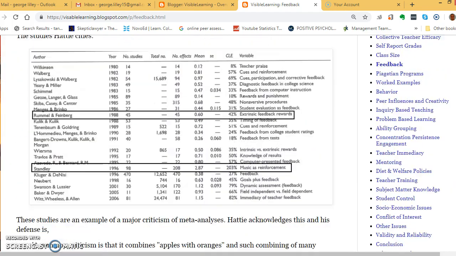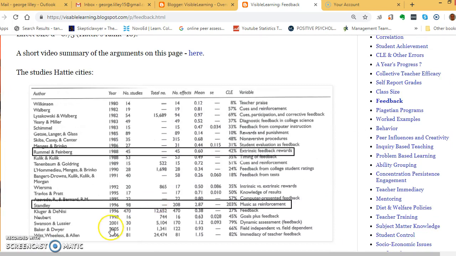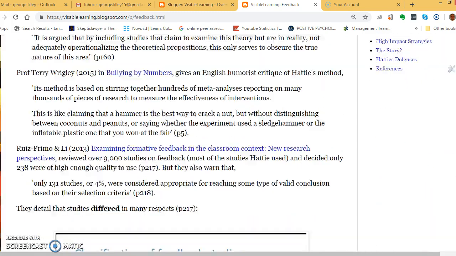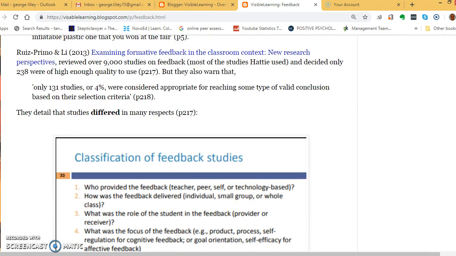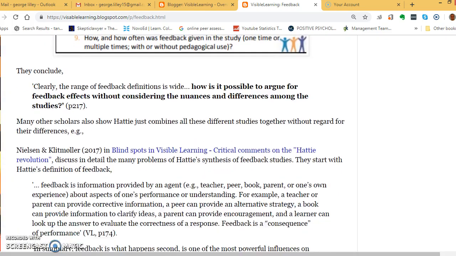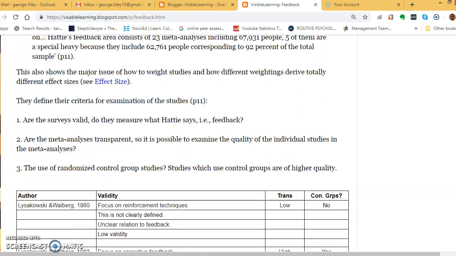But then they asked the obvious question that if that's so, if we look at the Kluger and Denisi, they only report an effect size of 0.38, which is way less than the 0.73 that Hattie averages. And in addition, that 0.38 is below Hattie's hinge point of 0.4, which Hattie never talks about. So the combining of these disparate studies can lead you to very different conclusions.